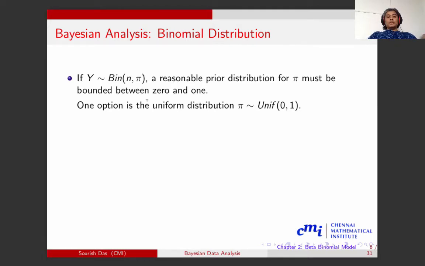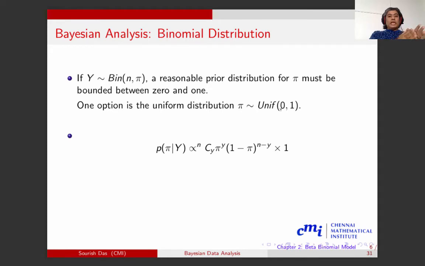One option is the uniform distribution between 0 and 1, and that is actually a very popular prior, because uniform 0 1 is just a flat prior. Whether the pi value is 0.3 or 0.5 or 0.6, I have no prior fascination. I do not have any likings or dislikings for a particular value of pi over another value of pi.